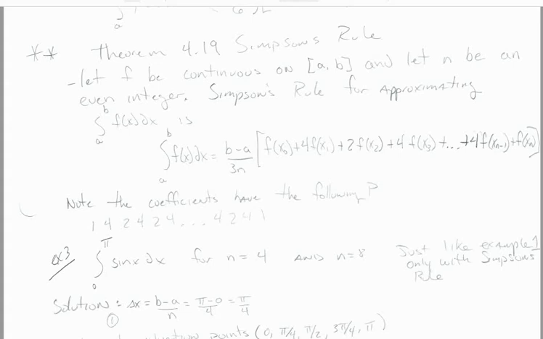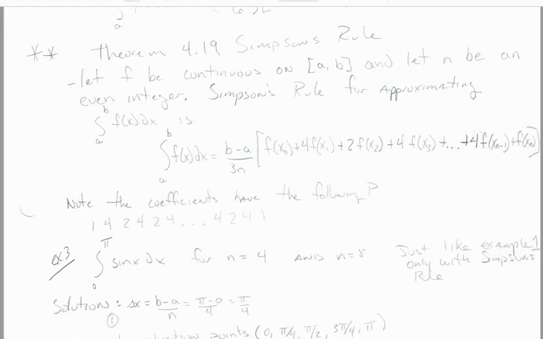Alright, the last part of chapter 4.6 is being able to apply Simpson's Rule. So that's Theorem 4.19. It says let f be continuous on the interval a to b and let n be an even integer. Simpson's Rule for applying this is approximated here.